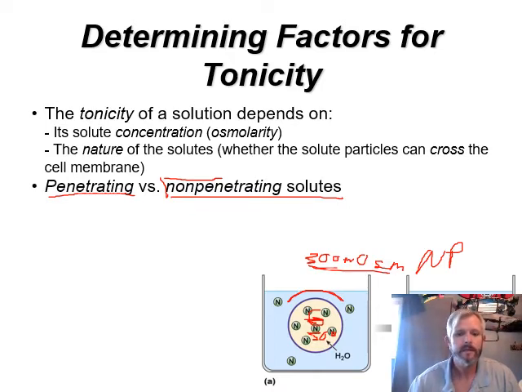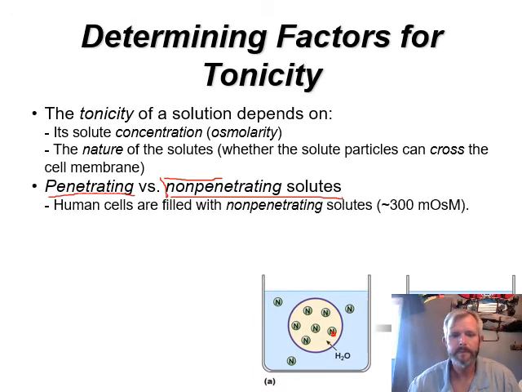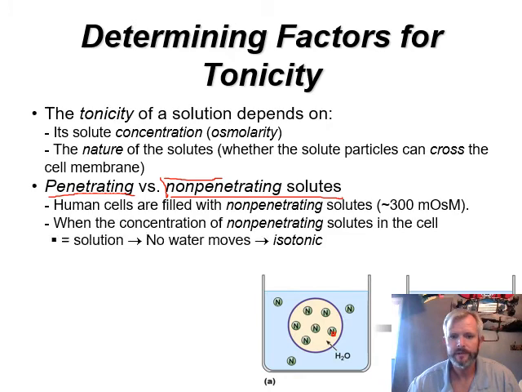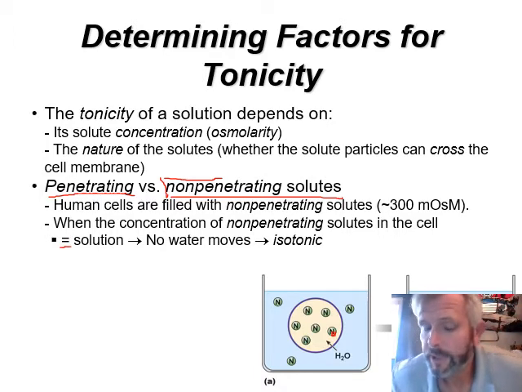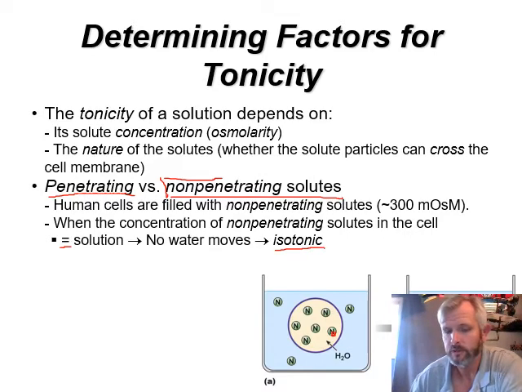Let me go ahead and erase these and let's look at each of those instances. We already said 300. When comparing non-penetrating solutes, if the solution and the cell have equal amounts of non-penetrating solutes, there's no water movement and that solution is isotonic.